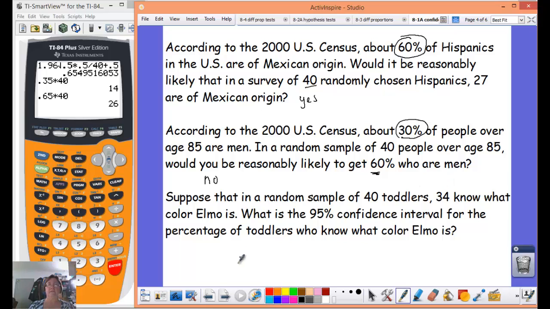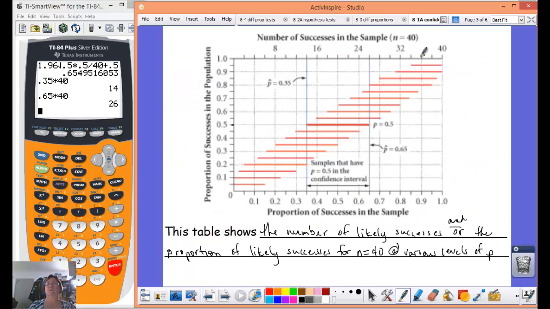Now that's a slightly different use of this table. 34 of 40 kids in a sample knew that, and so I'm going to just draw that vertical line right there. And folks, what we can say is when our vertical line touches one of these red bars, then that percentage is within the 95% confidence interval. The 95% confidence interval based on the sample is between, well, let's see, we touched there first, and that's 75%, and we touch here, which is 95%.